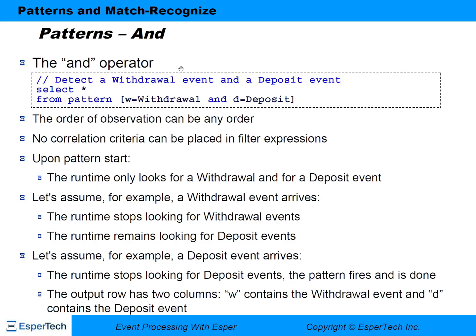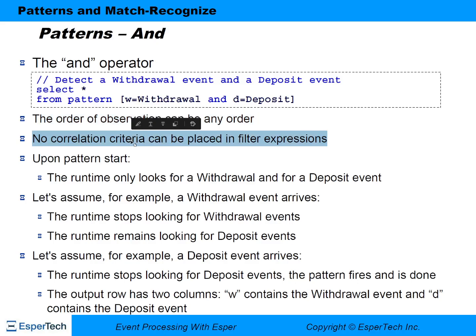Use the AND operator to connect observations that can occur in any order. Suppose that we need to detect a withdrawal event and a deposit event, in any order. The sample is simply: select star from pattern W equals withdrawal and D equals deposit. Here, the observations can be in any order. The deposit event can arrive before the withdrawal event or the withdrawal event can arrive before the deposit event.